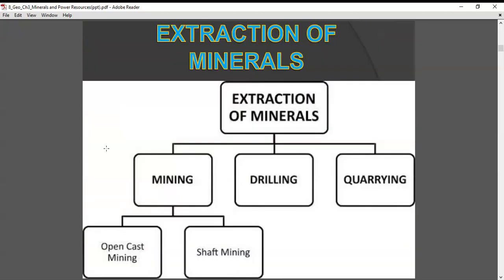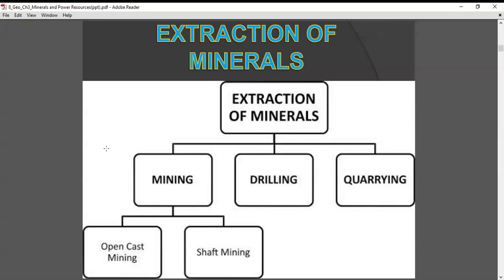And then we have drilling where holes are drilled down. Normally, the drilling process is used for removing crude oil from the earth, the liquid part which is there for removing crude oil from which petroleum is made. For that, a process called drilling is used.